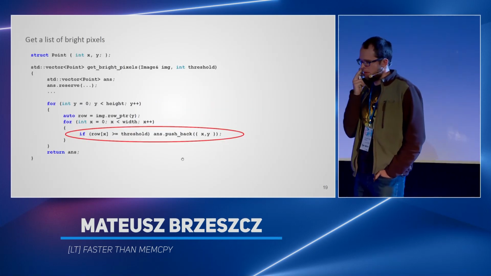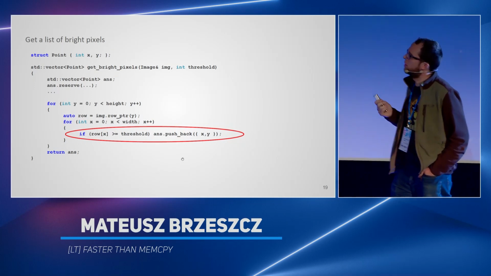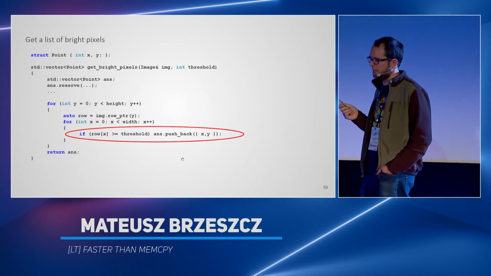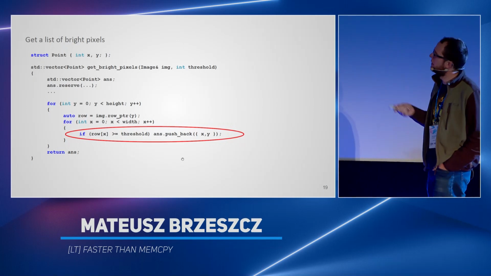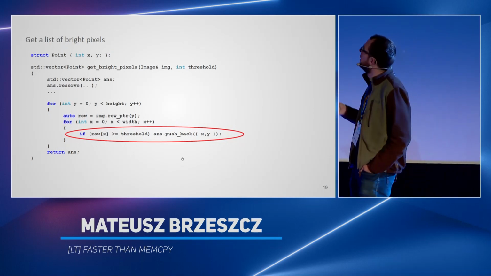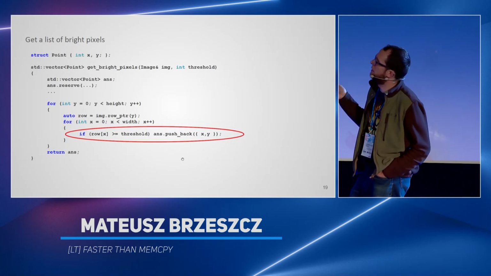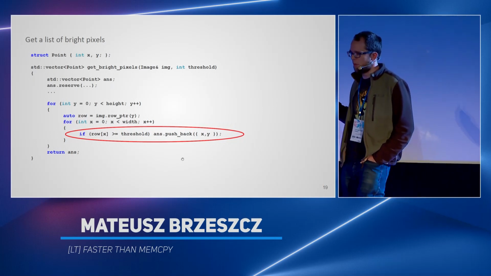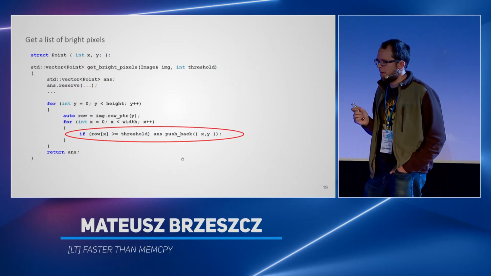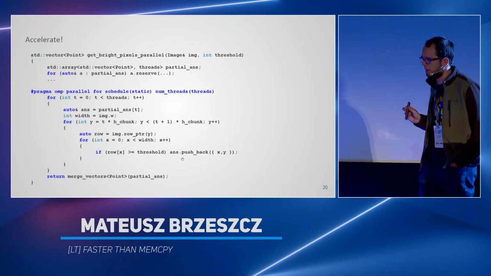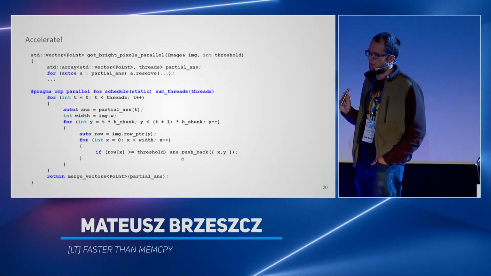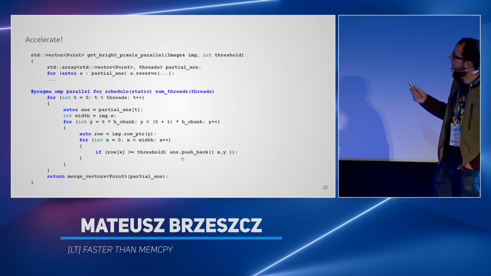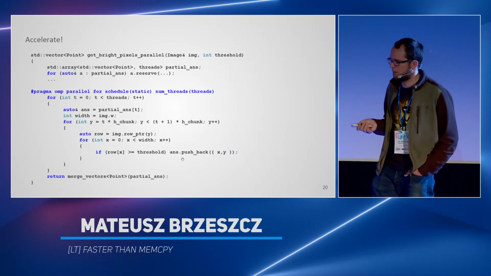Why so? We have a simple algorithm that produces a list of bright pixels that exceed some threshold. The important part is circled there: the list is a simple std vector. As before, we process the image row by row. And then, a simple acceleration: we divide the input image into a few regions, and then process these regions in parallel. At the end, we just merge the resultant vectors.